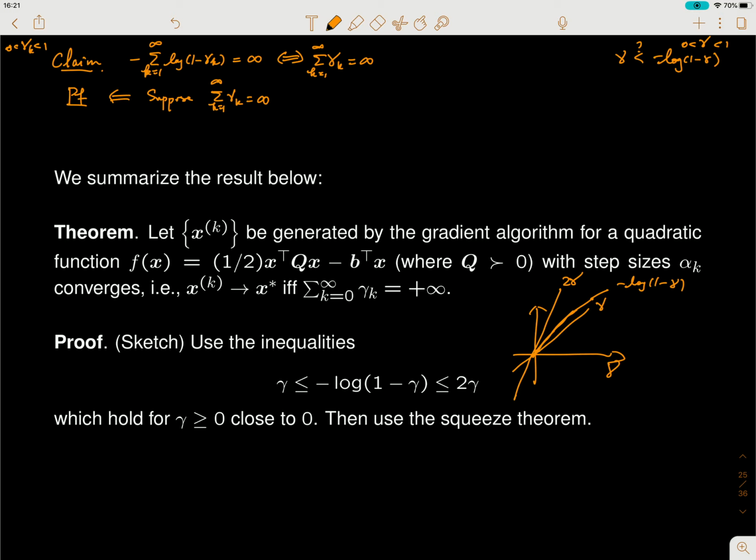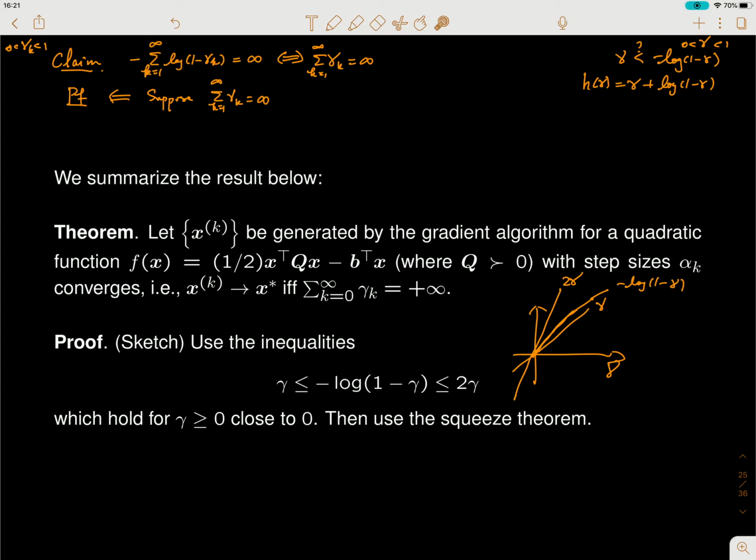Okay, so to show that this is true, let's first define a function I call h of gamma. I take h of gamma as the difference between the two sides. It's gamma minus the right hand side, which gives me positive log of 1 minus gamma. If I want to show the left hand side is smaller than the right hand side, I just need to show that their difference, h of gamma, is less than 0.